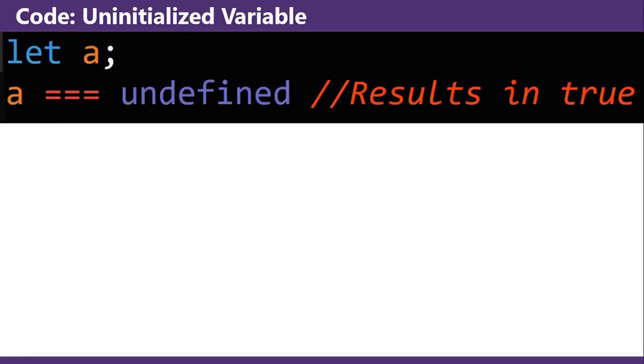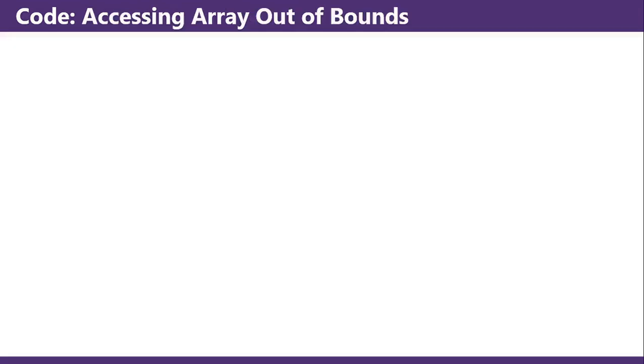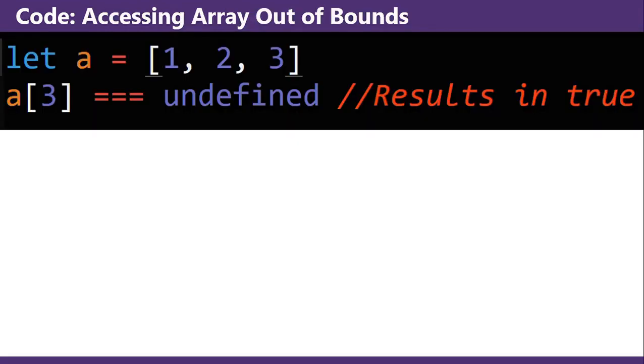Code with an uninitialized variable: you have let A, you didn't initialize it, so A == undefined. Accessing an array out of bounds: you have A, 1, 2, 3, and you try to access the element in the third slot, which doesn't exist because there are only elements in the 0, first, and second slots, so that equals undefined.